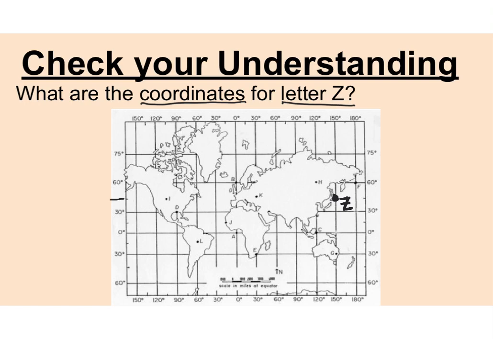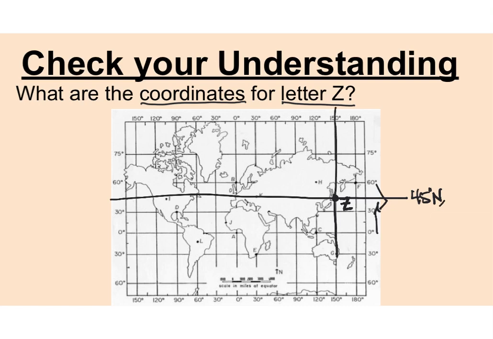Again, remember you got to find the line that it's on. Here's that line. Find the number. We're halfway between 30 and 60, so that's 45. And we need the direction. It's north of the equator, so it's N for north. Put my little degree symbol there, 45 degrees north.